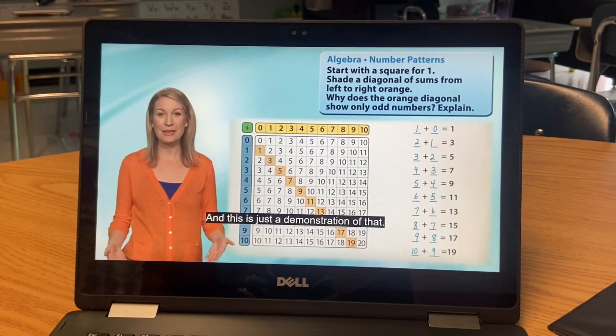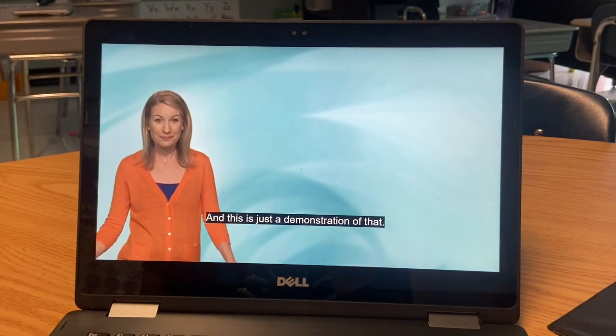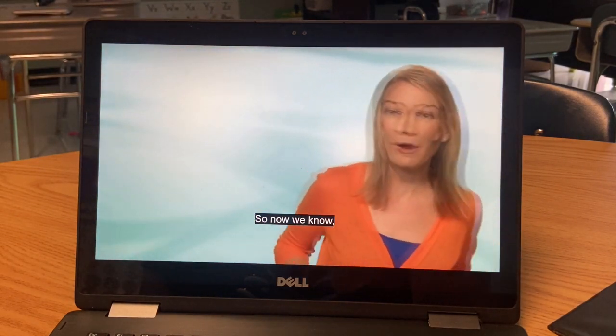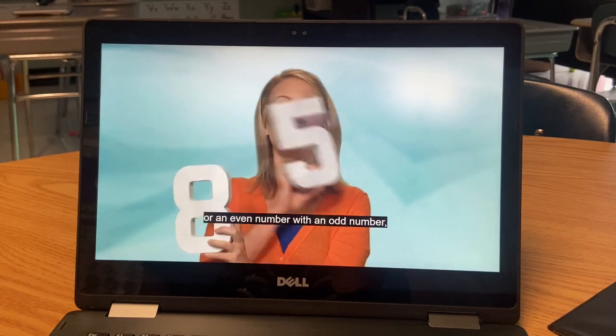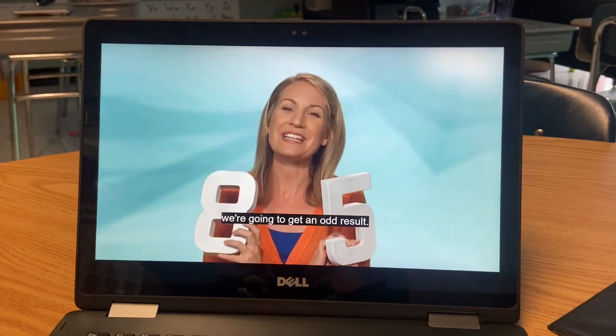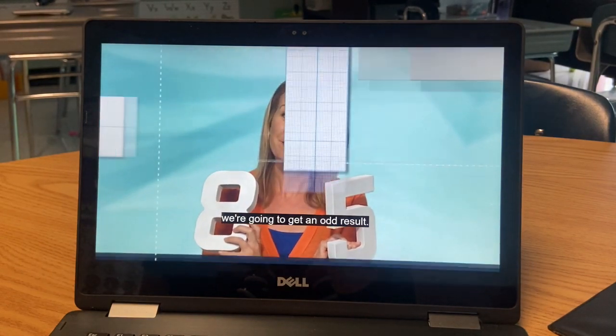And this is just a demonstration of that. So, now we know when we add an odd number with an even number or an even number with an odd number, we're going to get an odd result.